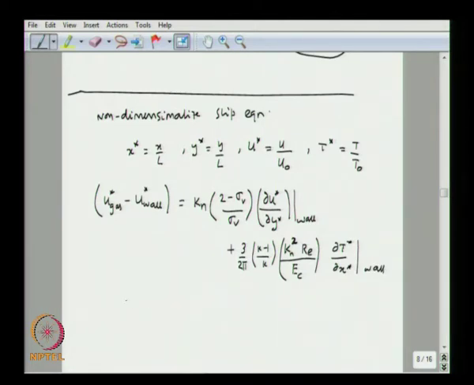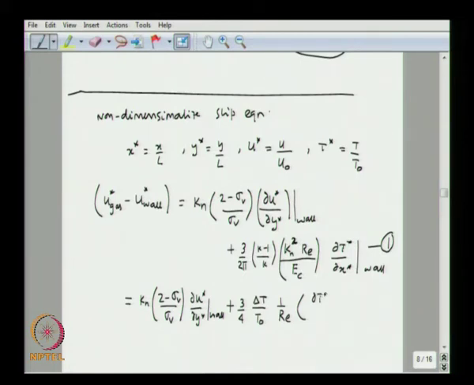This is one form of the equation. We can also write it as Knudsen number into 2 minus sigma v over sigma v into del u star over del y star at the wall, plus 3 by 4 into delta T over T0, which is the temperature difference between the fluid and wall, into 1 over Re into del T star divided by del x star at the wall. So, this is the second expression.